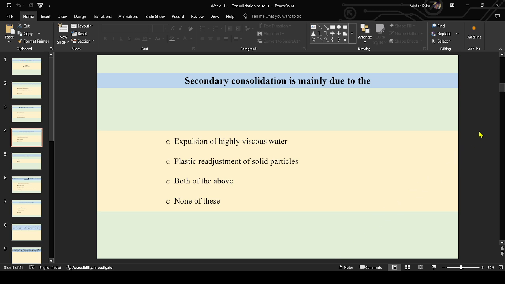Secondary consolidation is mainly due to the: first option, expulsion of highly viscous water. Second option, plastic readjustment of solid particles. Third option, both of the above. Last option, none of these.